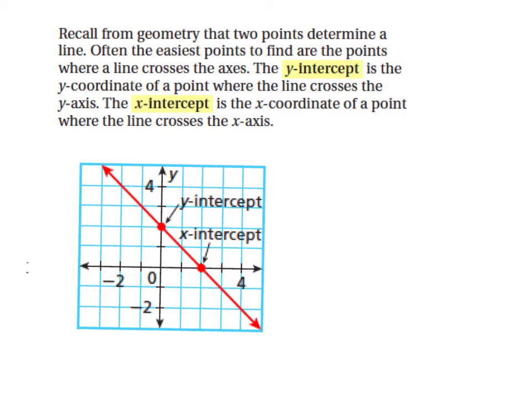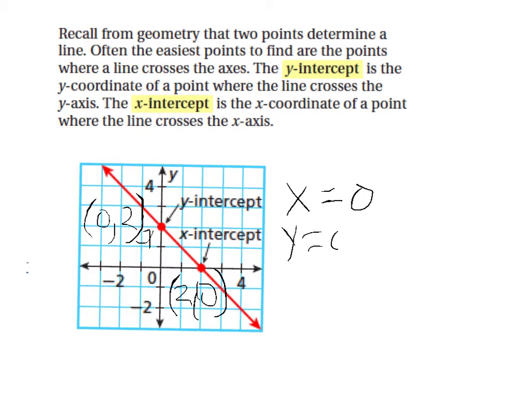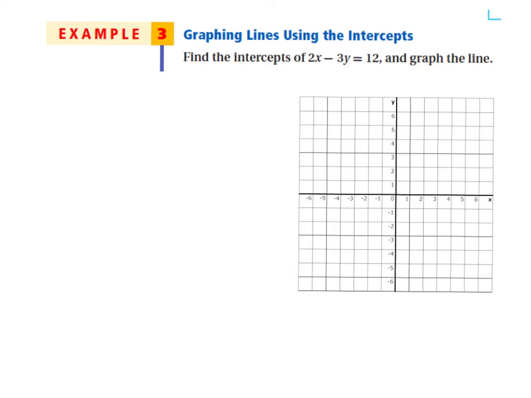We're going to use these two pieces of information to help us solve problems. Now, what we need to remember are the coordinates at each of these intercepts. At the y-intercept, the value of x is always 0. So the y-intercept in this picture is at 0, 2. At the x-intercept, the y value is always 0. So the x-intercept in this example is at 2, 0. So I need to remember, at the y-intercept, x equals 0, and at the x-intercept, y equals 0. You're going to use that fact to solve some problems.